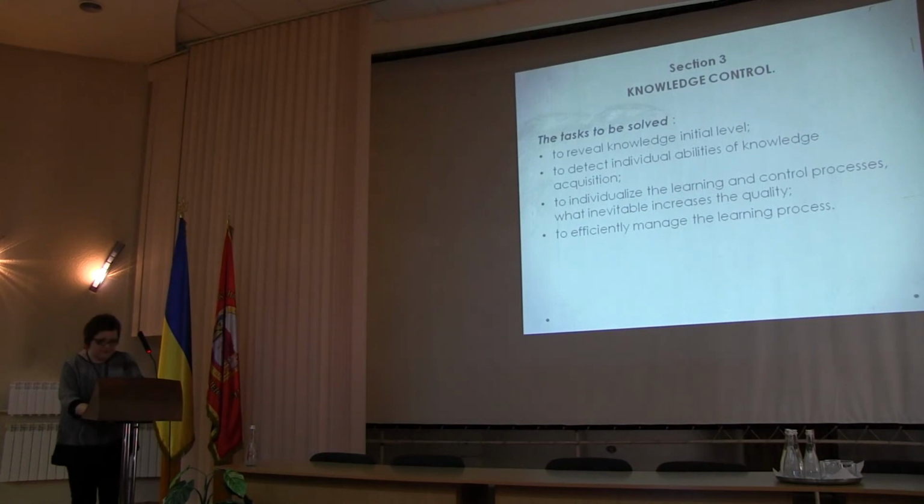The next section is knowledge control. The tasks to be solved there is to reveal the knowledge, of course. First of all, the initial level of the knowledge, to detect individual abilities of the knowledge acquisition, to individualize the learning and control processes, and to efficiently manage the learning process.